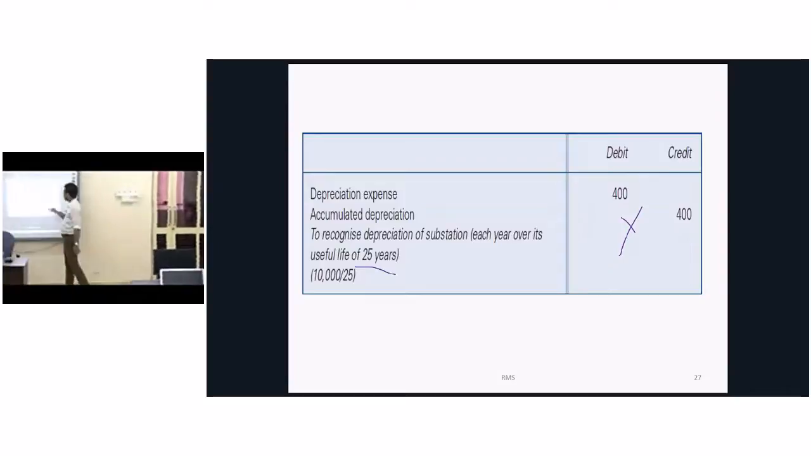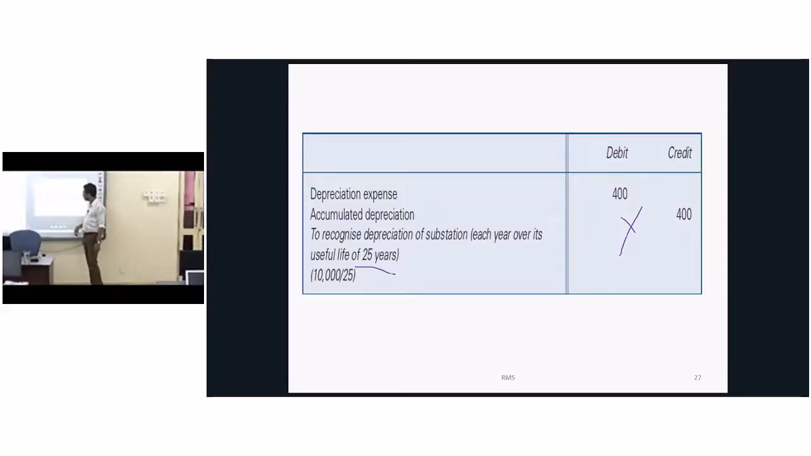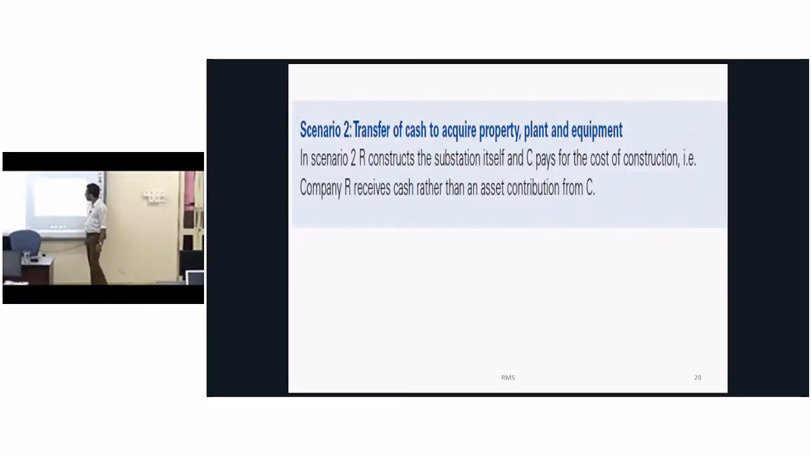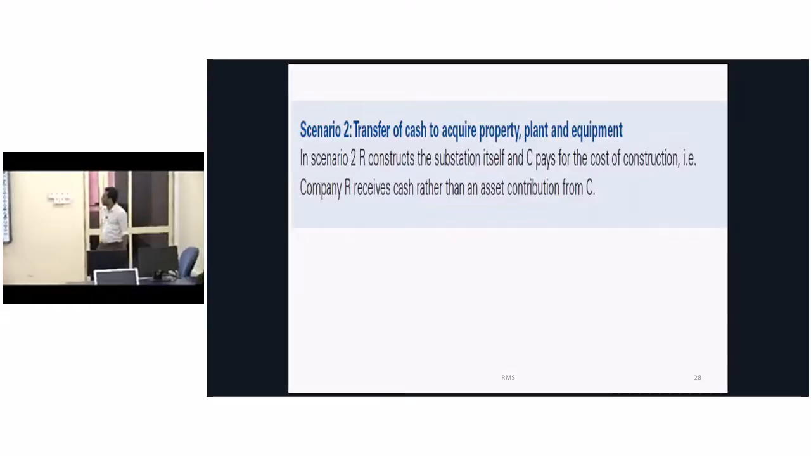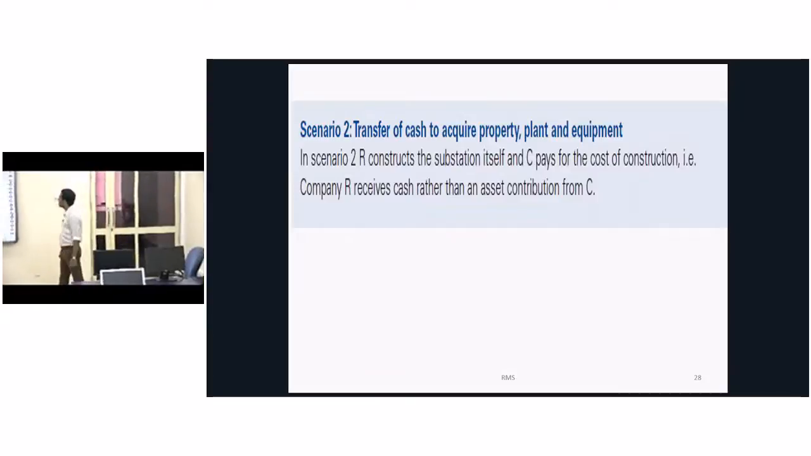Right. This is depreciation. Scenario 2. Same facts. In scenario 2, R constructs the substation itself.